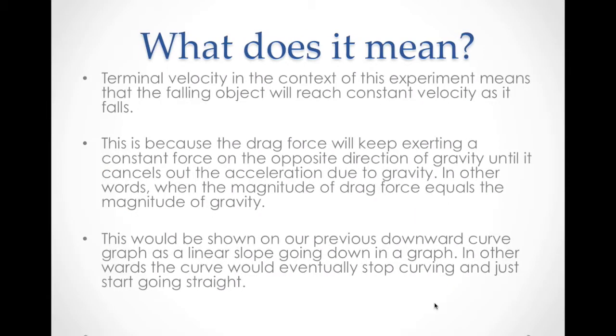What does terminal velocity mean? In the constants of this experiment, it means that the falling object will reach constant velocity as it falls. This is because the drag force will keep growing in the opposite direction of gravity until it cancels out the acceleration due to gravity. In other words, when the magnitude of drag force equals the magnitude of gravity. This would be shown on our previous downward curve graph as a linear slope going down. In other words, the curve would eventually stop curving and just start going straight.